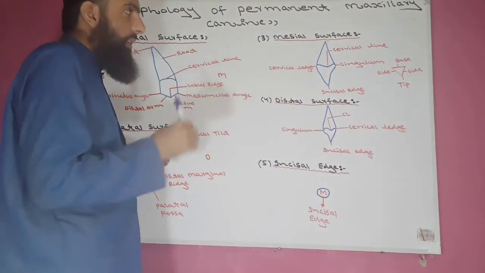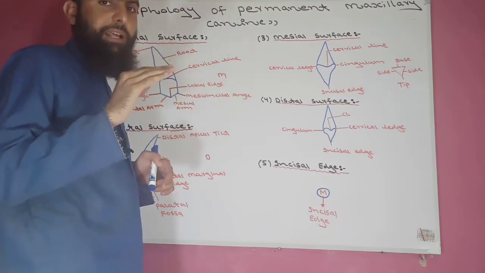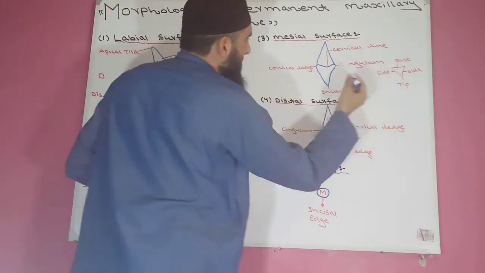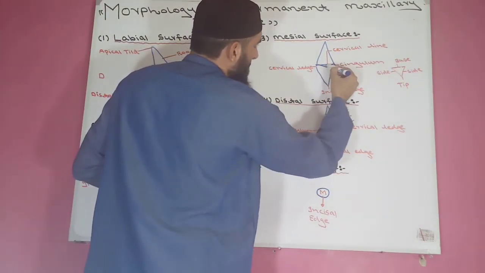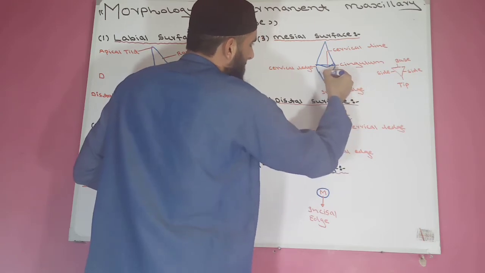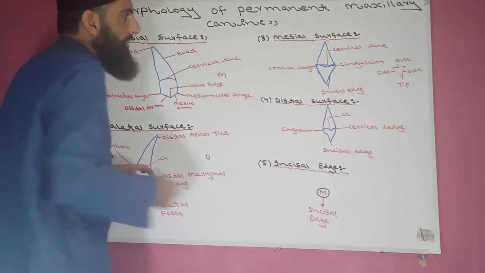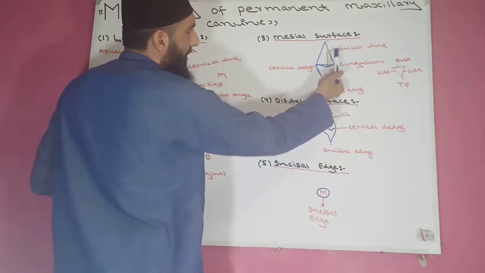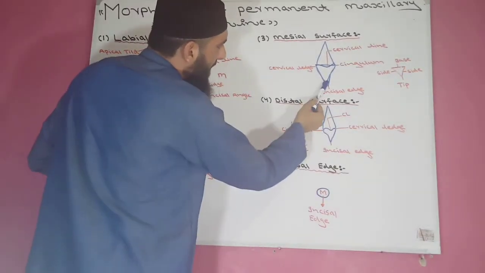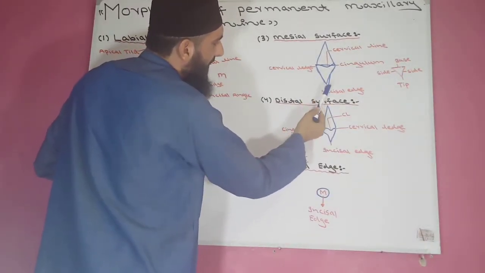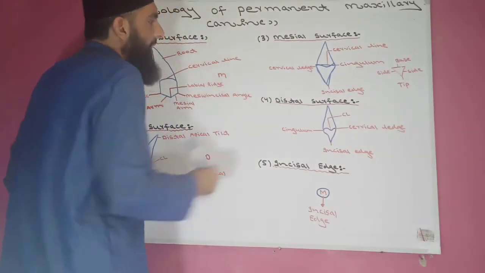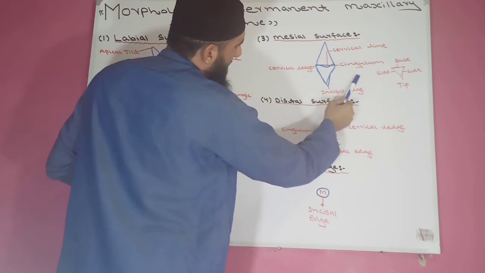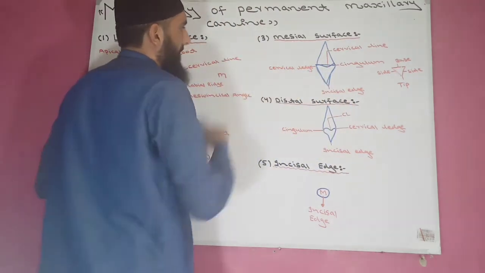Now the mesial surface of the maxillary permanent canine is triangular in shape. How? When I place this triangle here, the base of the triangle on the mesial surface of the maxillary canine is formed by the cervical line, and the tip of the triangle is formed by the incisal edge, and one side of the triangle is formed by the palatal surface and the other is formed by the labial surface.